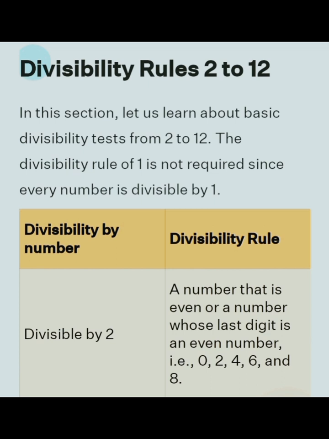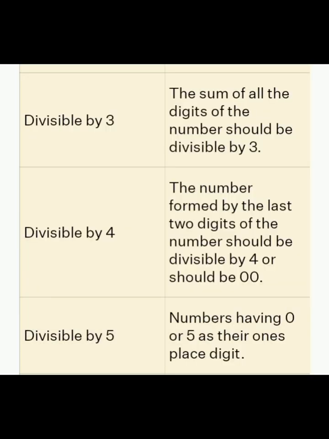Divisible by 2: a number that is even, or a number whose last digit is an even number, i.e., 0, 2, 4, 6, and 8. Divisible by 3: the sum of all the digits of the number should be divisible by 3. Divisible by 4: the number formed by the last two digits of the number should be divisible by 4 or should be 0. Divisible by 5: numbers having 0 or 5 as their ones place digit.